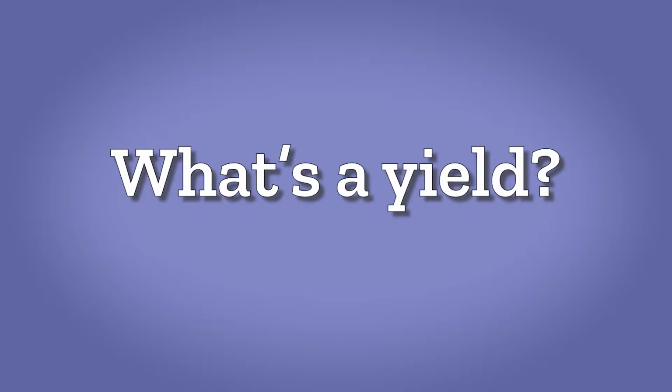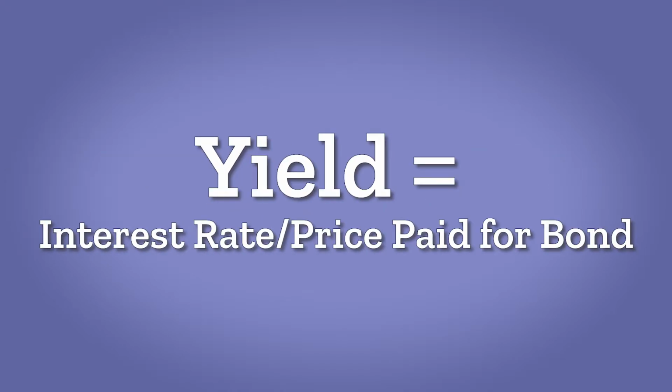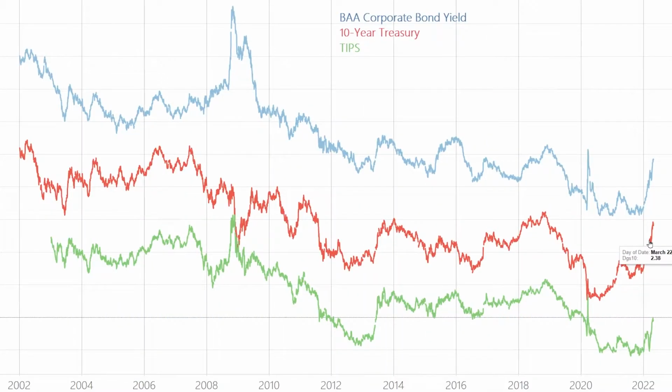What's a yield, you say, Jerry? I forget. You mentioned it last time. A yield is the interest rate divided by the price you pay for the bond. And so when the prices are going up, the yields are going down. And when the prices are going down, the yields are going up. And these are Treasury bonds. Just so happens it's 10-year Treasuries, but 5 years have acted pretty similar too.